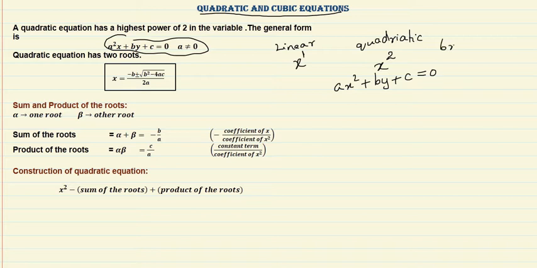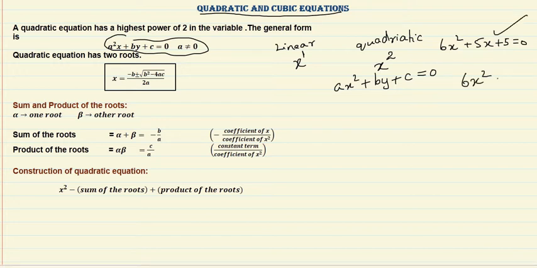Suppose I am telling you 6x square plus 5x plus 5 is equal to 0. This is a quadratic equation. Suppose 6x square plus 2 is equal to 0. This is also a quadratic equation because the highest power of the variable is 2. And the important thing here is that a must not be equal to 0. It must not carry the number 0.